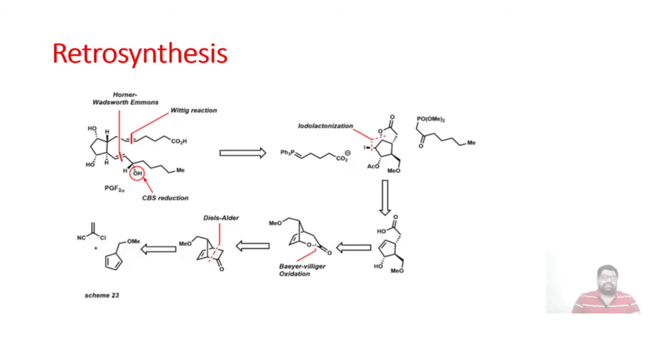Let's see the retrosynthesis. The retrosynthesis of prostaglandin, the PGF2 alpha, is like this. The upper double bond is a cis double bond, which is synthesized by the Wittig reaction. The lower double bond is a trans double bond, which is synthesized by the Wittig-Horner reaction, or Horner-Wadsworth-Emmons reaction.